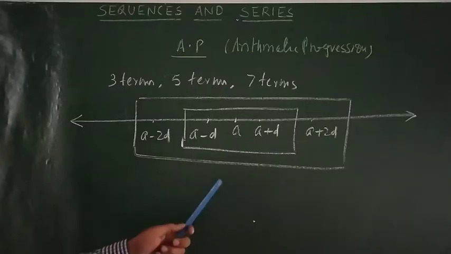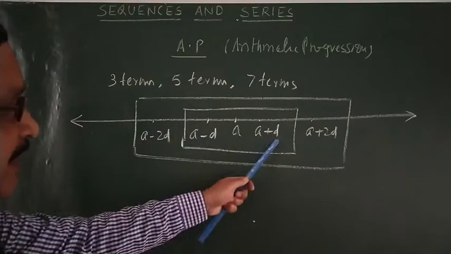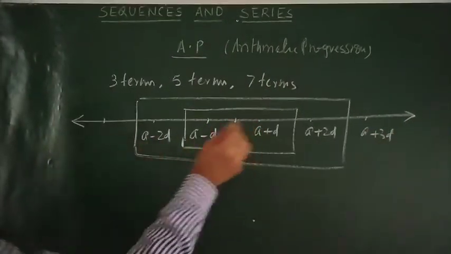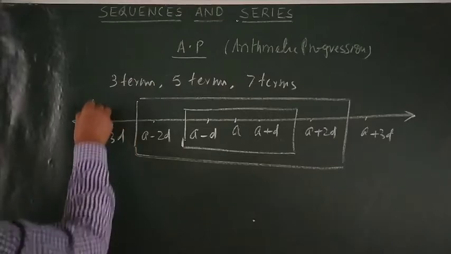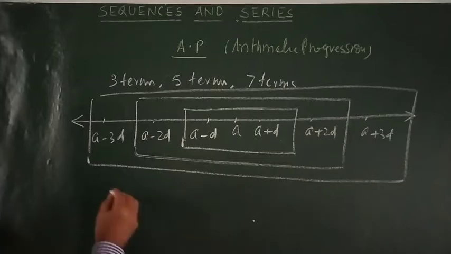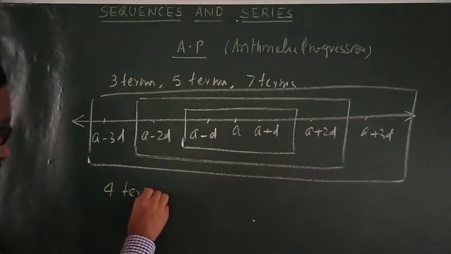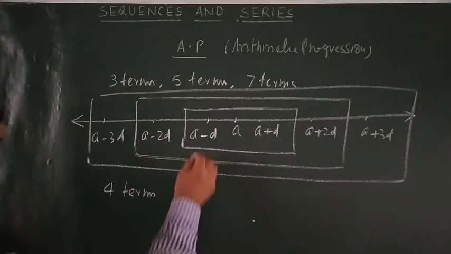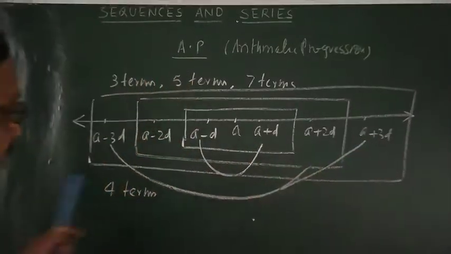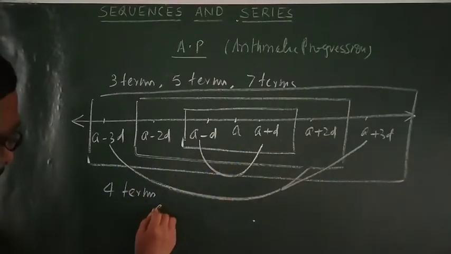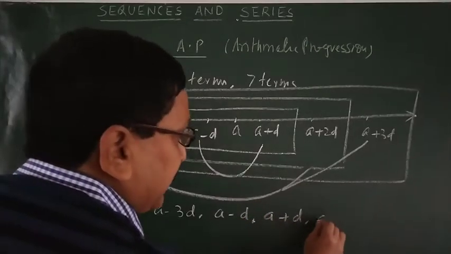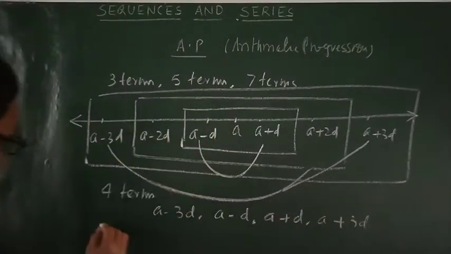Suppose you have to select 5 terms of AP, then select these 5 terms. After that, A plus 3D, then A minus 3D. Suppose you have to select 7 terms, you can select in this way. Now the 4 terms. Suppose you have to select the 4 terms, then this and this, and this and this, alternate, skipping one. So the 4 terms are A minus 3D, A minus D, A plus D, and A plus 3D. Suppose you have to write the 6 terms.